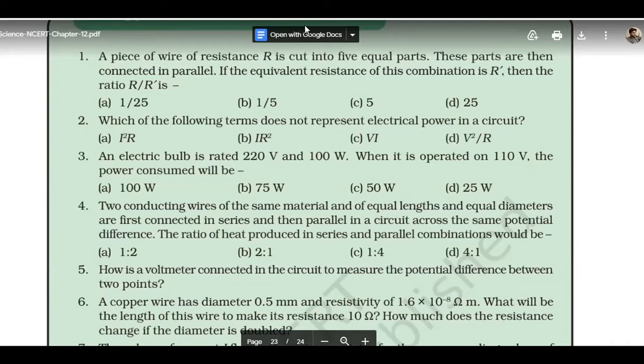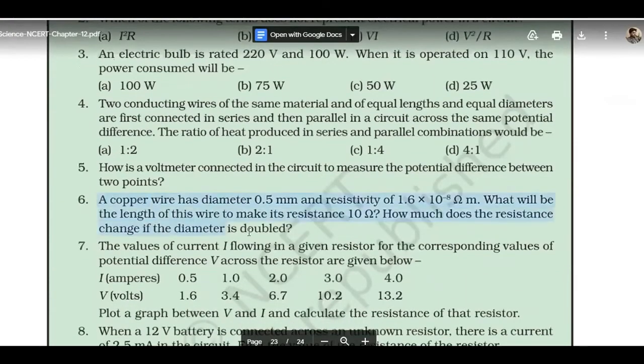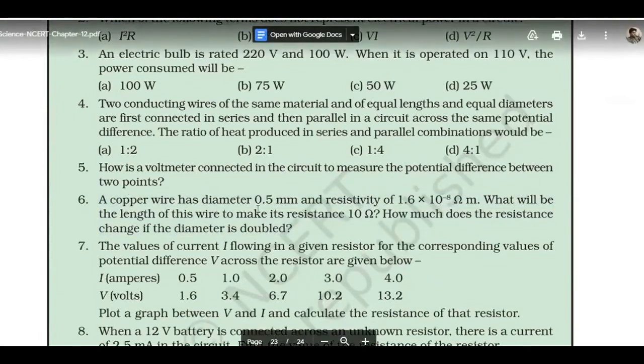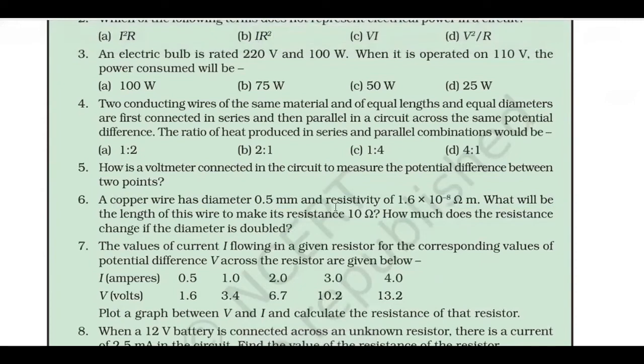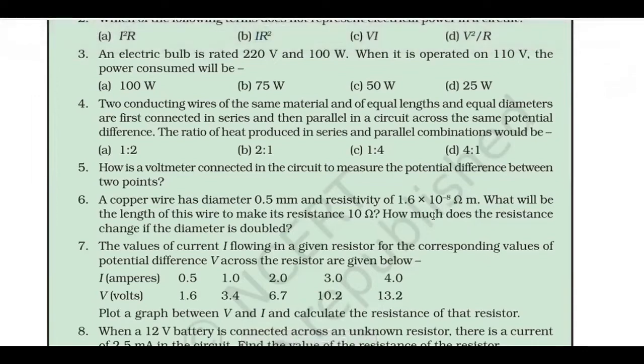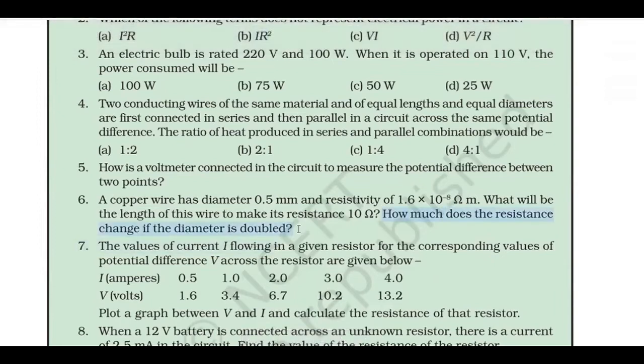Okay. Try to solve this question, that is 6, and that is very important. Here you need to find: a copper wire has a diameter of 0.5 mm and resistivity is 1.6 ohm. What is the length of the wire when the resistance is 10 ohm? And how much does the resistance change if the diameter is doubled? So वो बात की बात है, ये वाला पार्ट हम लोग बाद में करेंगे. पहले आप उसकी लेंथ कैलकुलेट कीजिए.